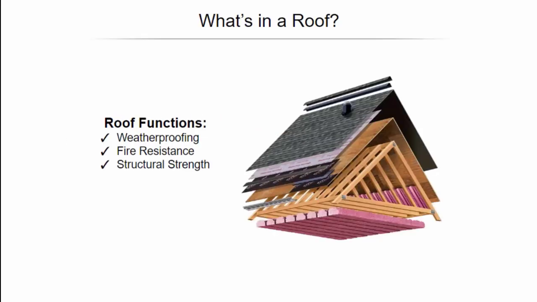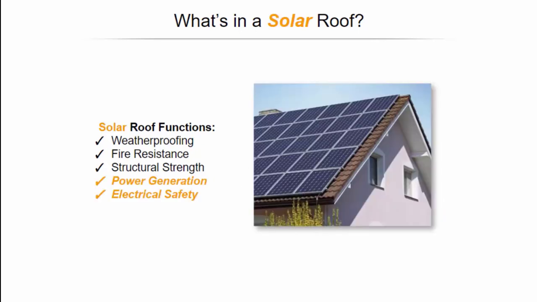When we say the word roof, we often think of a single thing, but a roof is much more. It is a system made of many components that together perform these key functions: weatherproofing, fire resistance, and structural strength. And then we add solar to the roof. The array needs to support the same loads as the roof did, while also keeping the roof weatherproof, fire resistant, and structurally sound. And of course, we're also adding sophisticated electrical equipment intended to generate electricity. This equipment can be hazardous if set up incorrectly, so electrical safety now becomes a vital function of a solar roof.